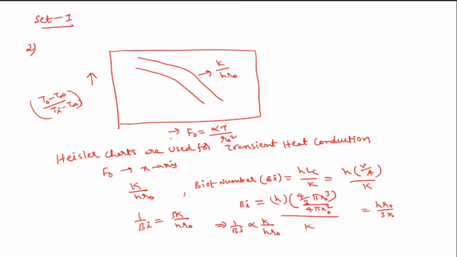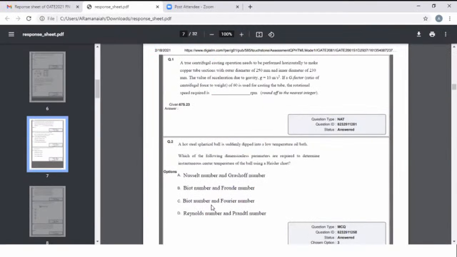So the independent dimensionless parameters required for center line temperature are the Fourier number and Biot number. That is the answer. Then we will go for the next question, that is the seventh question.